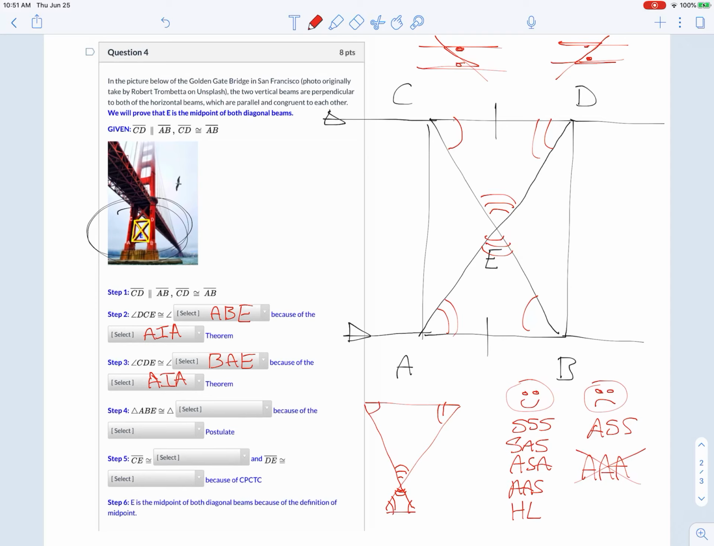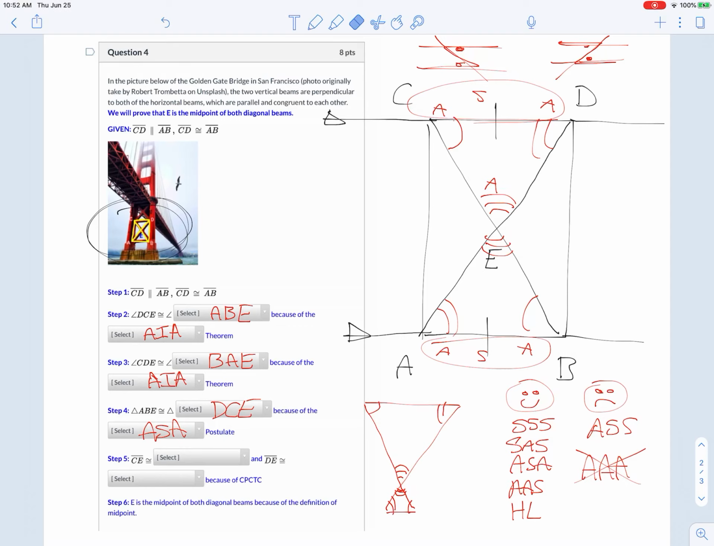ABE now corresponds to, all right, 2 to 1 to 3 should be 2 to 1 to 3 because, oh, why? Because we have an angle, side, angle. ASA. That's the one. And now, because those 2 triangles are congruent, we can match.